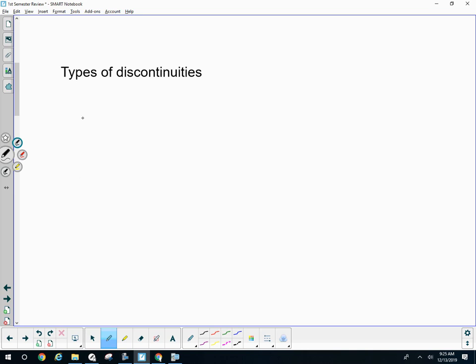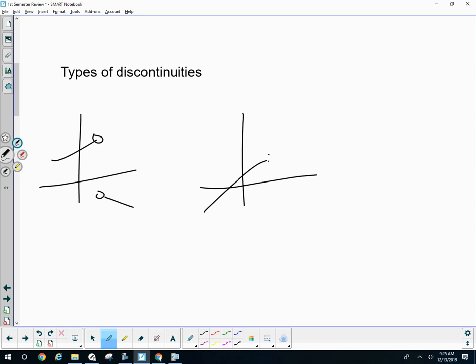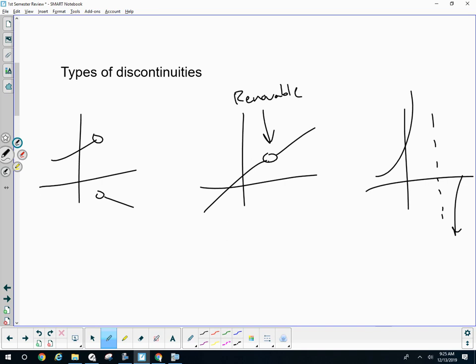Types of discontinuities, if we remember, we could have a jump. Here the limit does not exist. We could have a hole. This is considered a removable discontinuity. We do not have a function value there, but we do have a limit. And then we have asymptotes. This would be considered an infinite discontinuity. This is non-removable. This is also non-removable.